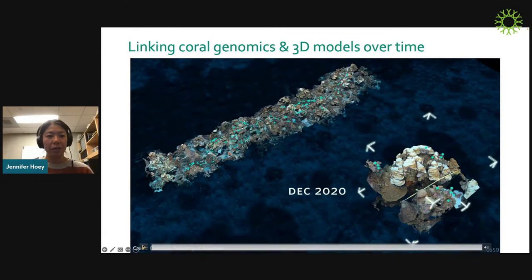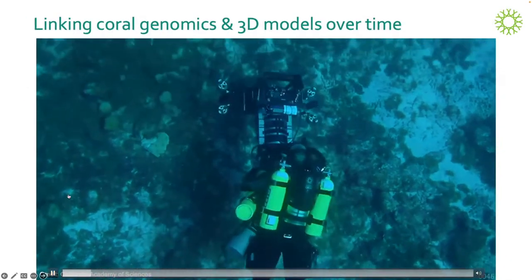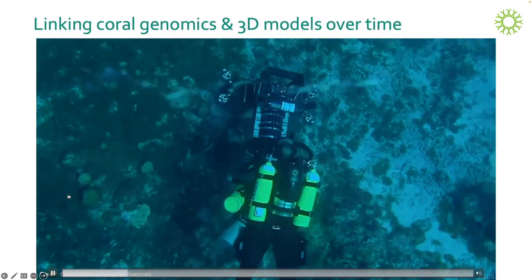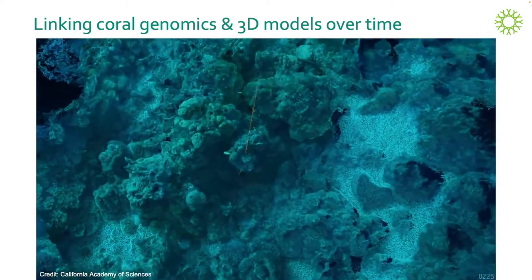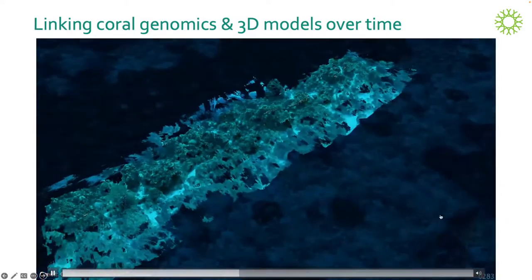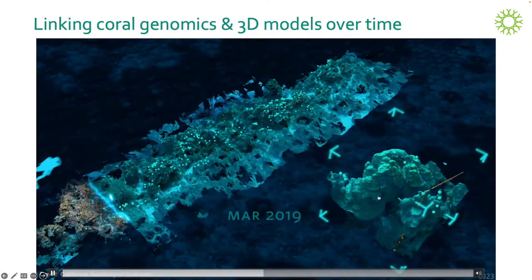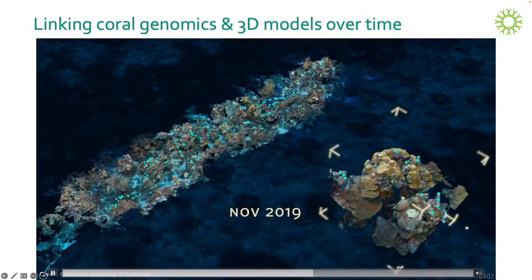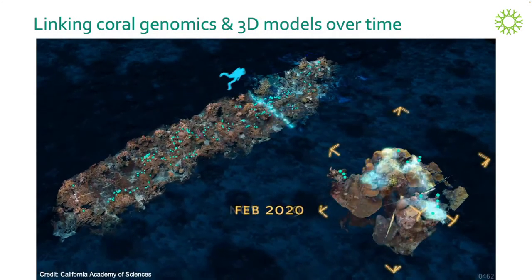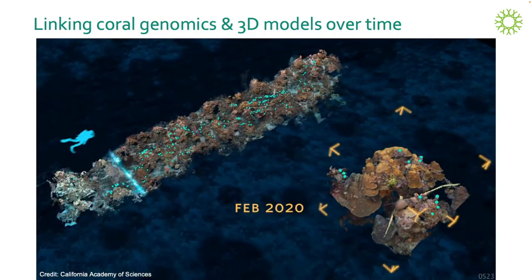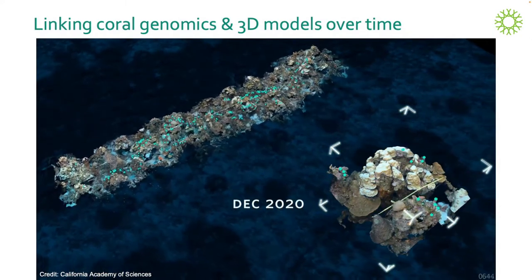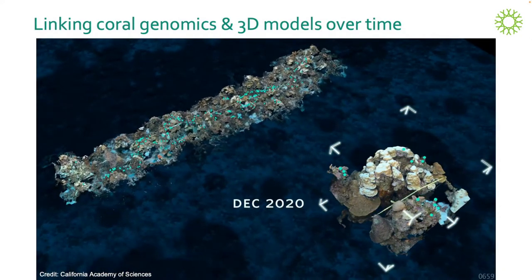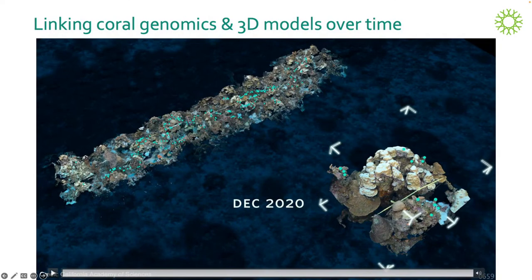And so you'll notice that if you watch the particular coral here, you can see that in 2019, it looked great. February 2020, it looked great. And then we had a bleaching event later in 2020. So you can actually see the effects of that bleaching event on these same colonies.